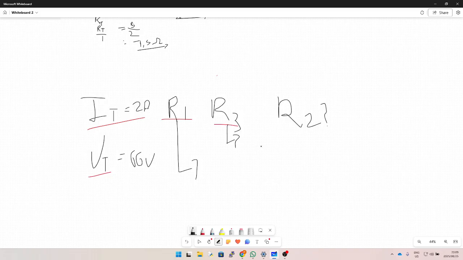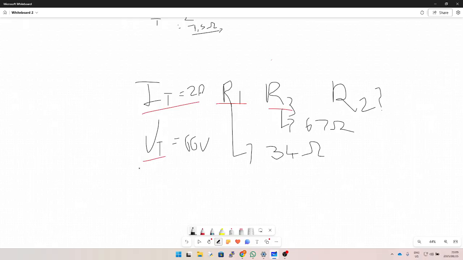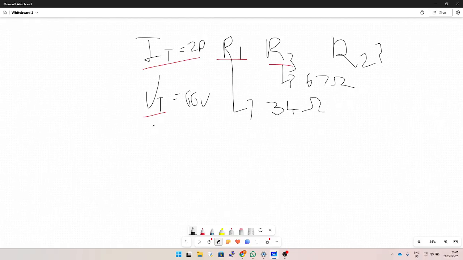Give me two values for the resistors. 34 ohms, and let's put your number here. There. Now we want to know what your resistance 2 is. But first, in order to even start, we need to figure out what's happening here. So we have your I total and your V total. We want to know your R total.